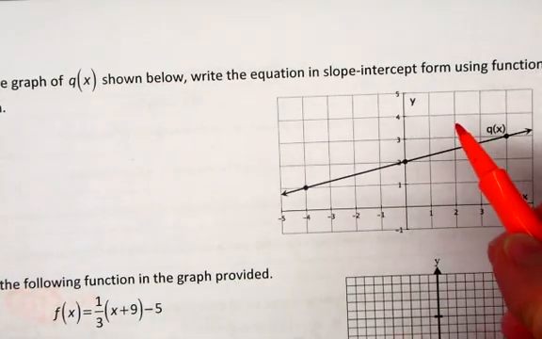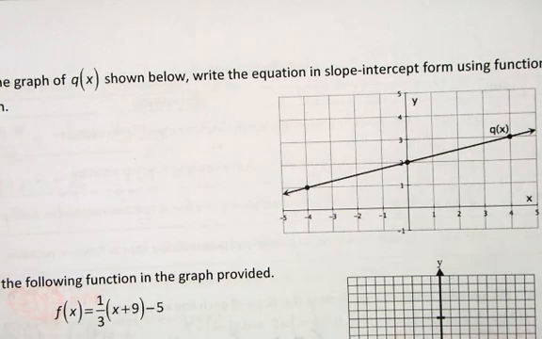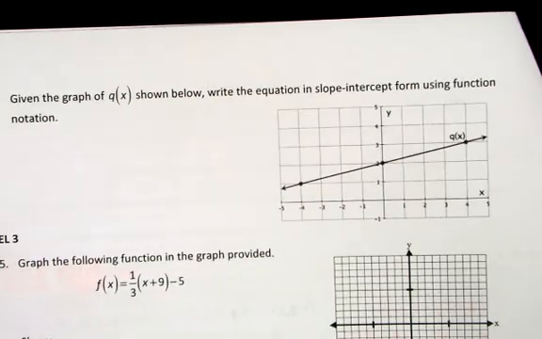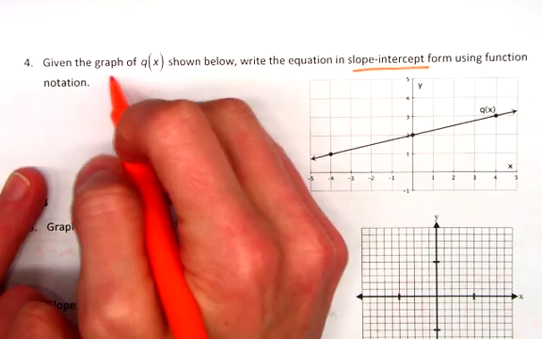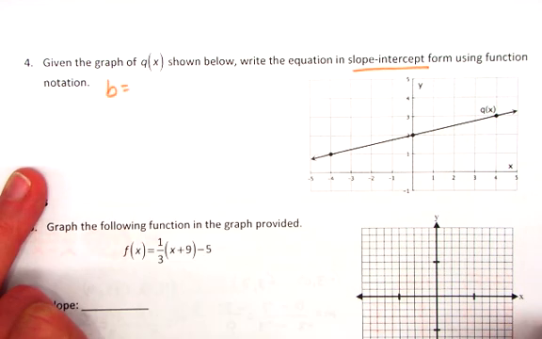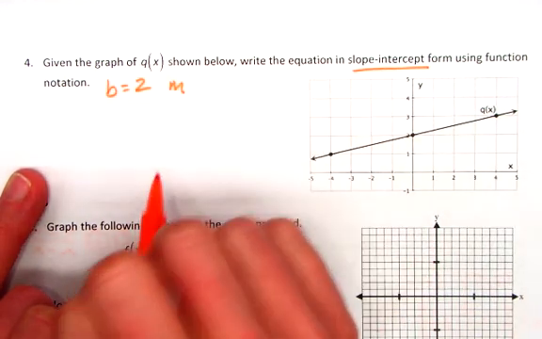I'm going to write this in slope-intercept form. So let's get this out a little bit. Okay. For slope-intercept form, we need the value of the y-intercept, which looks like it's going to be 2. And we need the slope.